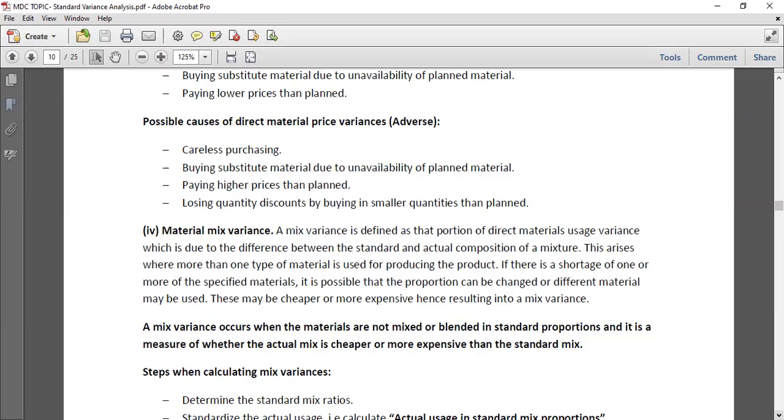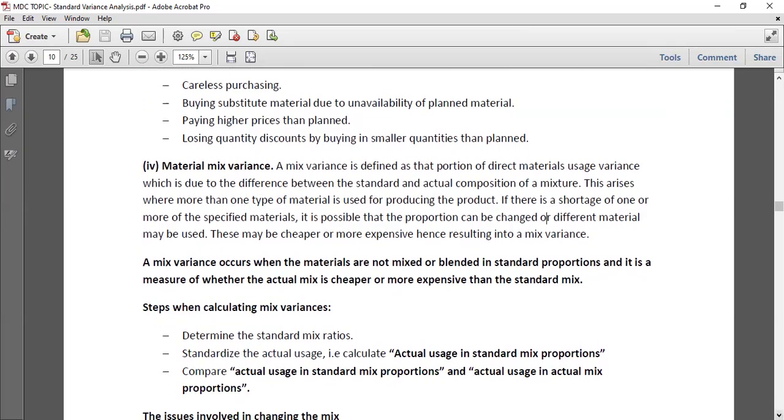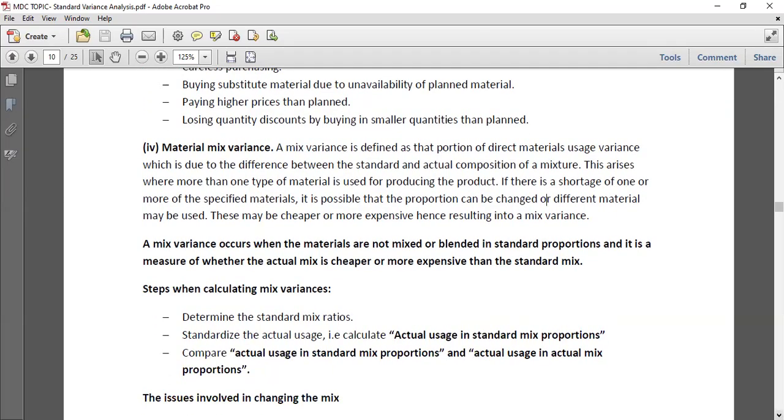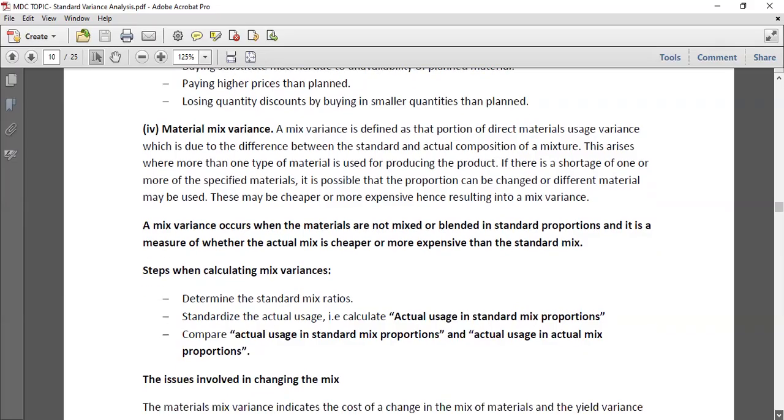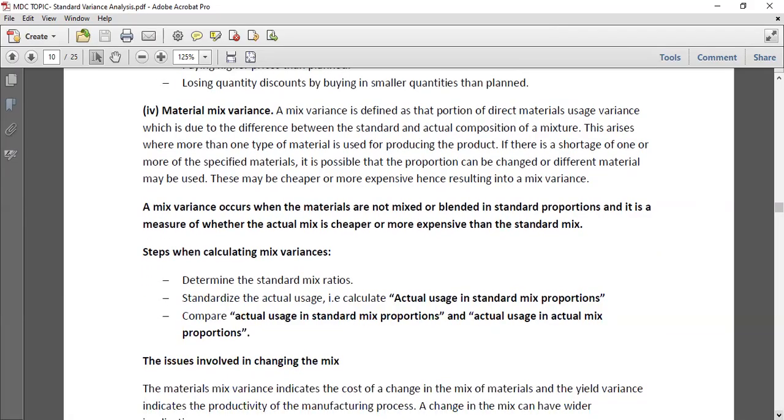So just know that material mix variances happen where there's an alteration in the mix of the materials that are required to make a given product. In terms of steps that are used in calculating this, we basically determine the standard mix ratio.